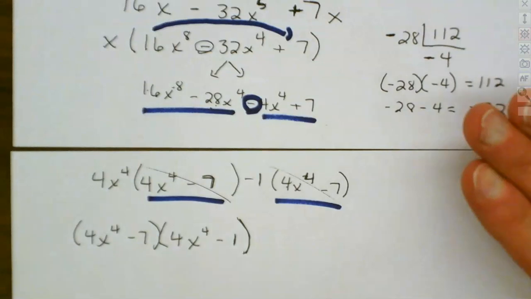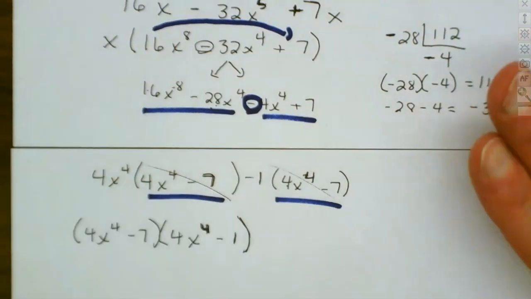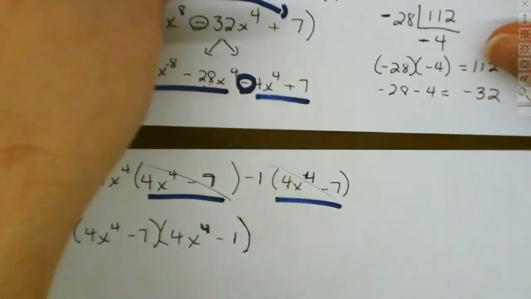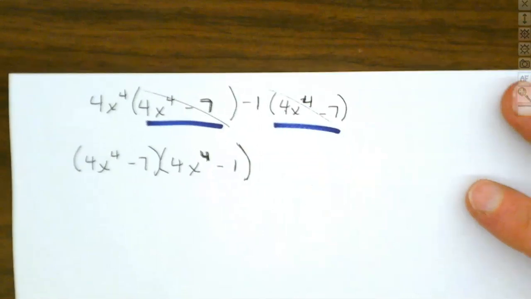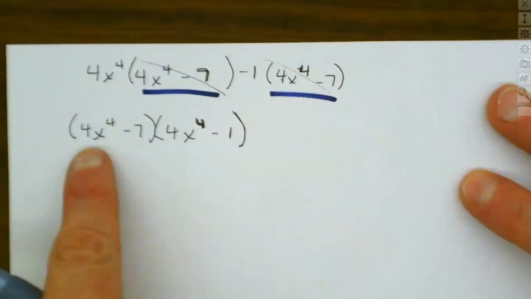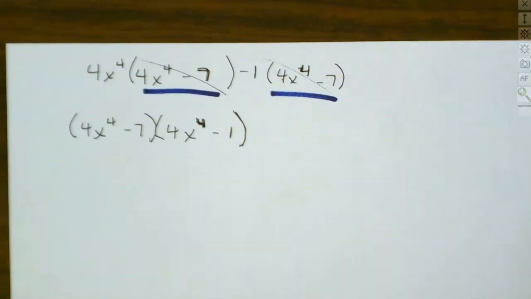A lot of times, students may think we're done, but we are not completely done here. Why are we not completely finished? Well, the first one has a 4 and a 7. Those are not perfect squares, are they? But what about the next one?